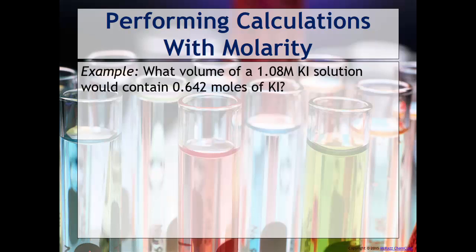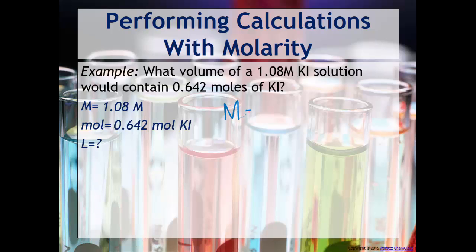All right, so what volume of a 1.08 molar solution of potassium iodide would contain 0.642 moles of potassium iodide? So we have our three variables: molarity, moles, and liters. We know the molarity this time. We know the moles again, and we're looking for liters. So we plug it into our equation.